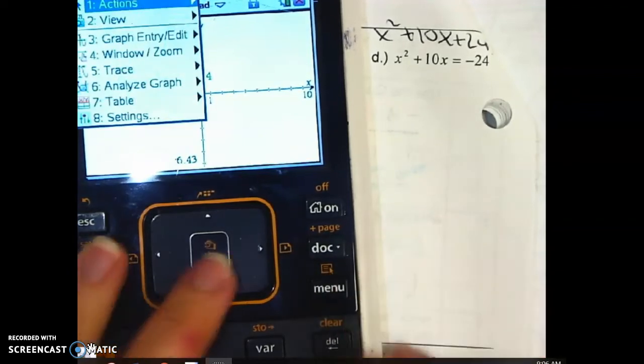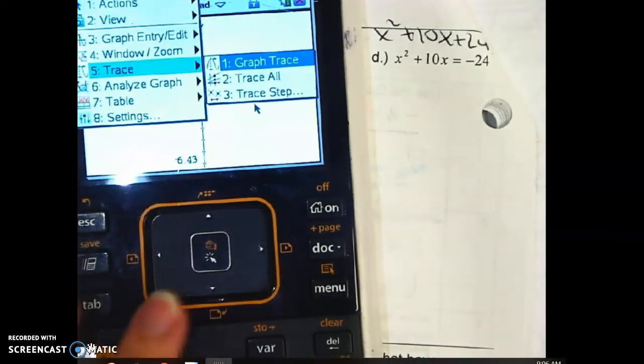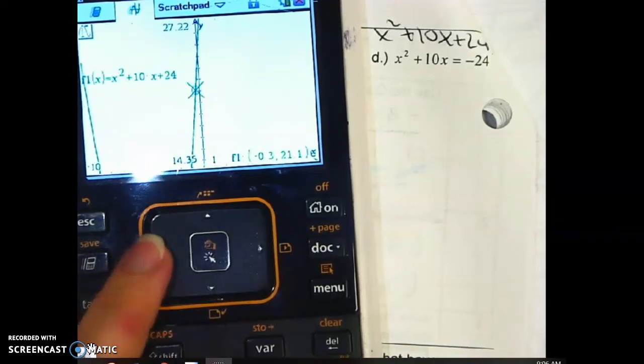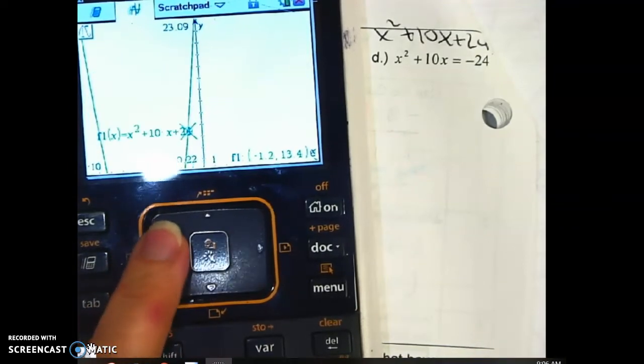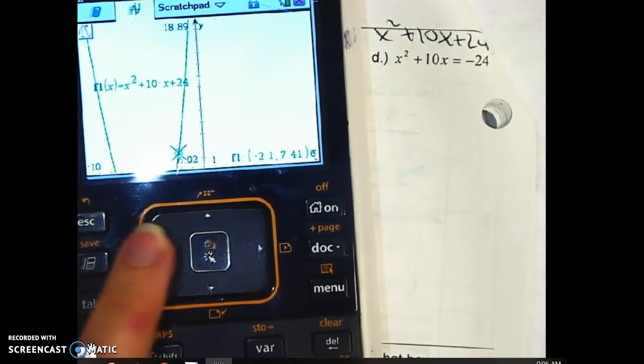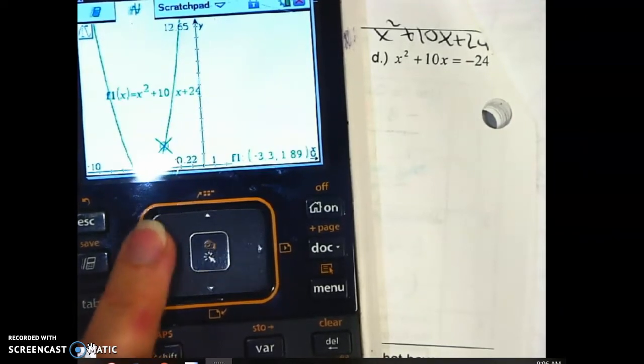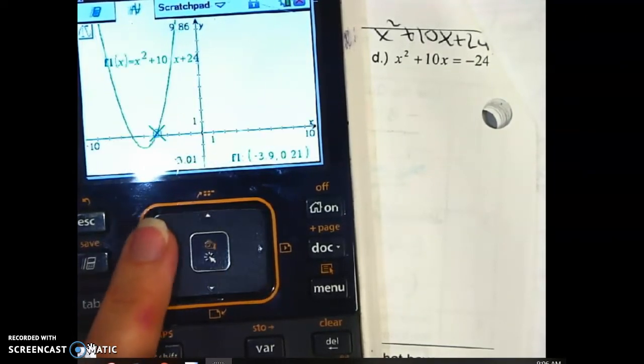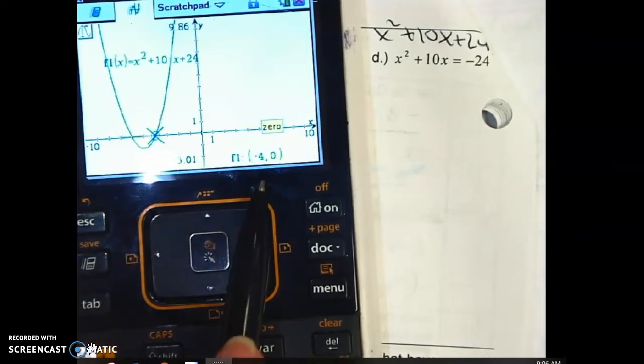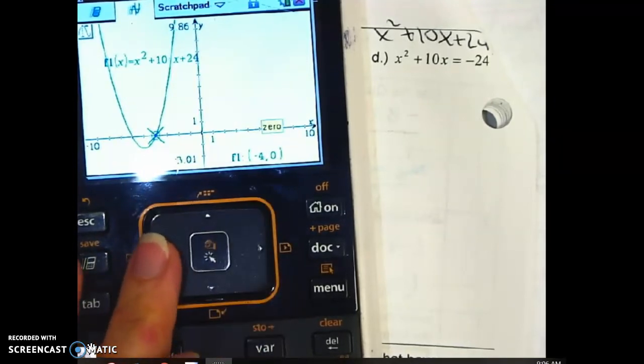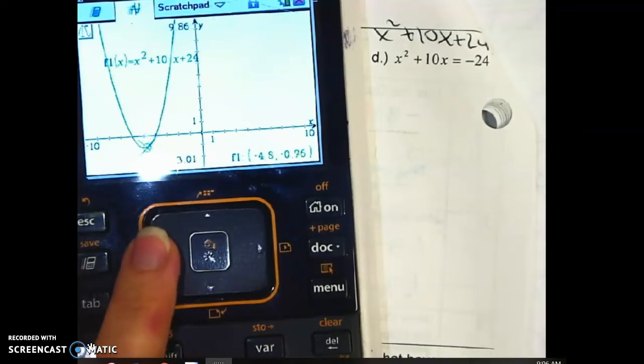Now when I go Menu, Trace, Graph Trace, I go down because I have to press the left and the right. It's going to take a second, sorry, because it was up at 24. There's my 0 at -4, 0. And I see it at -6, 0.